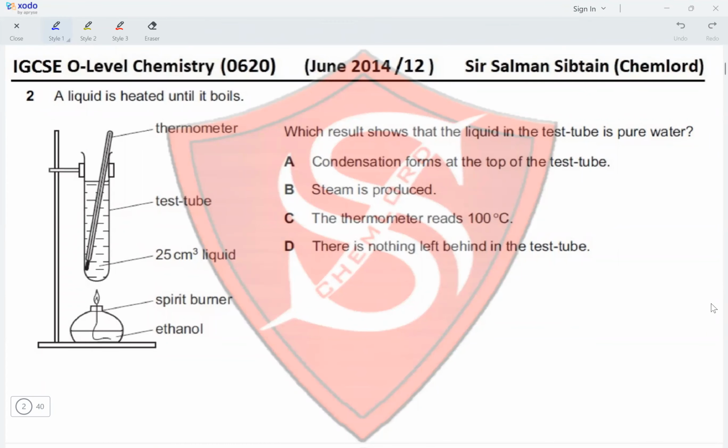Question 2. A liquid is heated until it boils. So we have ethanol, a spirit burner, 25 cm3 of a liquid, test tube, and a thermometer. Which result shows that the liquid in the test tube is pure water?